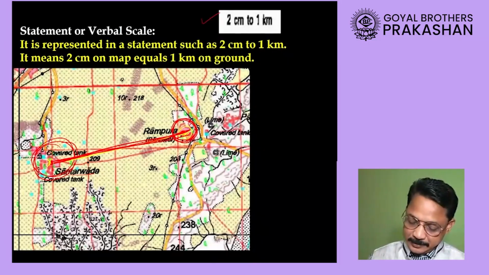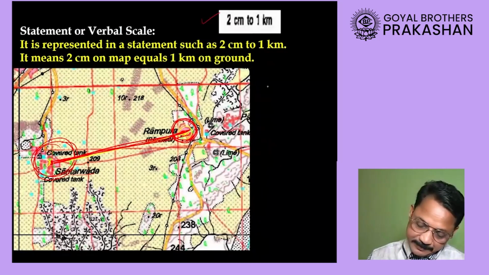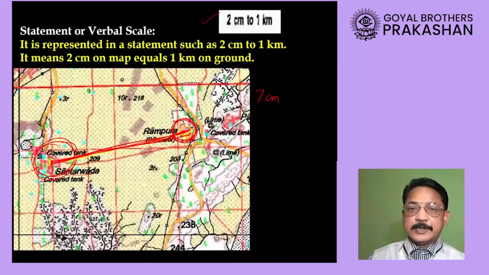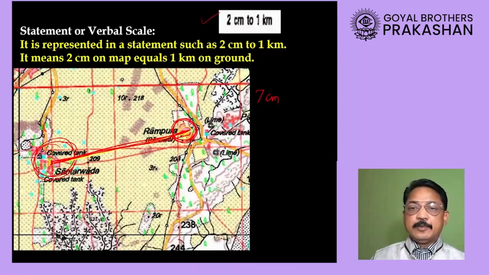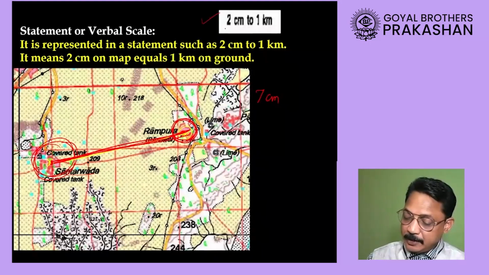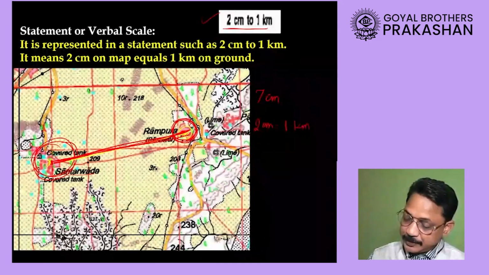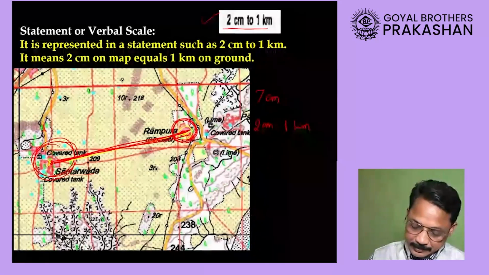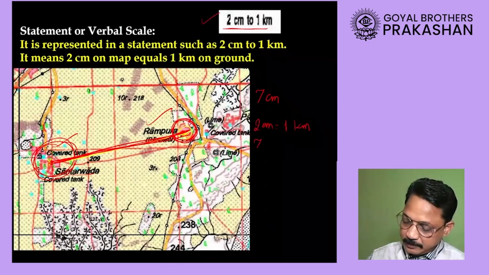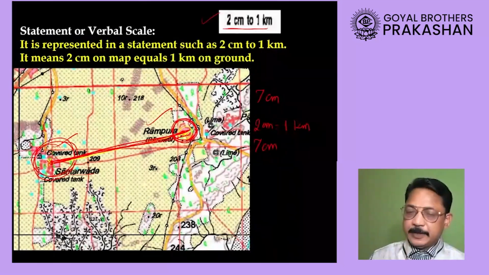Now, dear students, suppose this distance we find is 7 centimeter. Suppose I say this distance is found to be 7 centimeter. Now we know the scale of the map is 2 centimeter to 1 kilometer. So 2 centimeter to 1 kilometer is a scale. Now between this Santarwada and this Rampura town, the map distance is 7 centimeter.